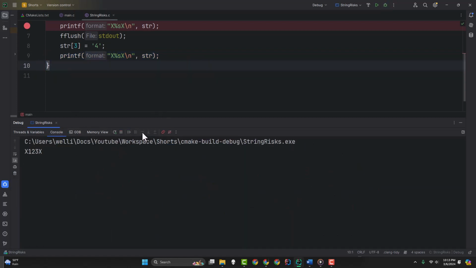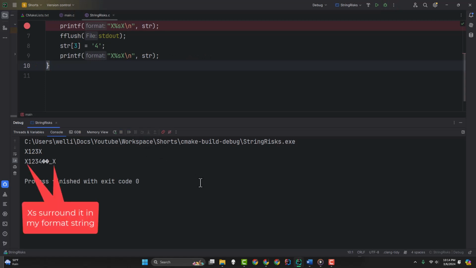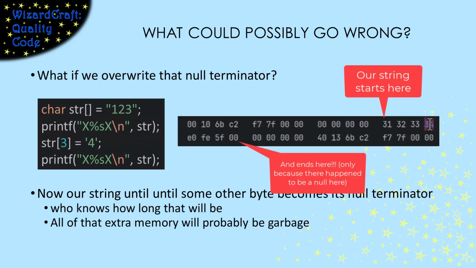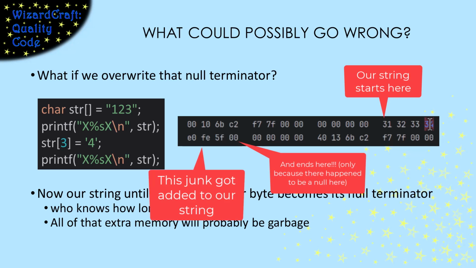Remember, it's going to print everything until it finds a null terminator, so it's printing out gibberish until it runs into a random byte with 0 in it. So if a bug in our code overwrites the null terminator, we have accidentally made our string randomly longer, with garbage where it goes past where it should have ended.